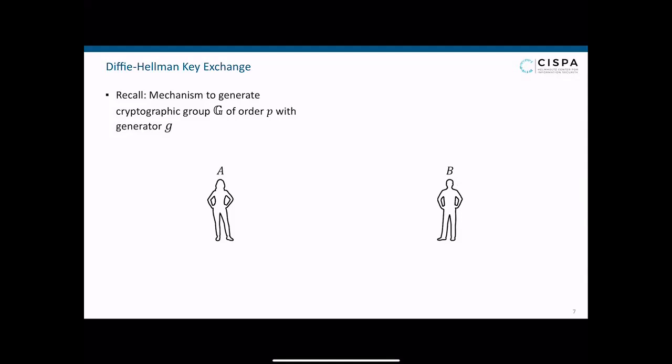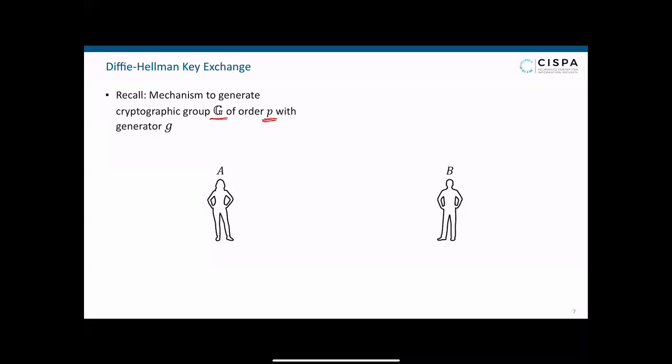What we need for that is a cryptographic group G of order P. Cryptographic group means that at least the discrete logarithm problem is hard in this group. This will turn out to be insufficient. It is not sufficient to have that D-log is hard, but if D-log is easy, anything that I'm saying now is insecure, right? So this is necessary but not sufficient.